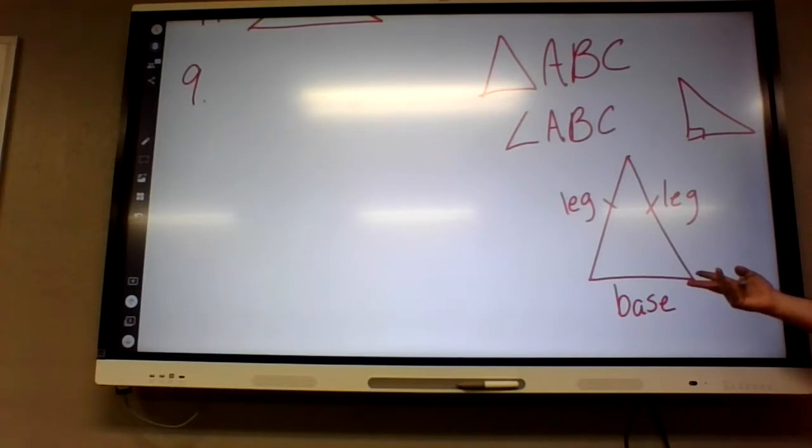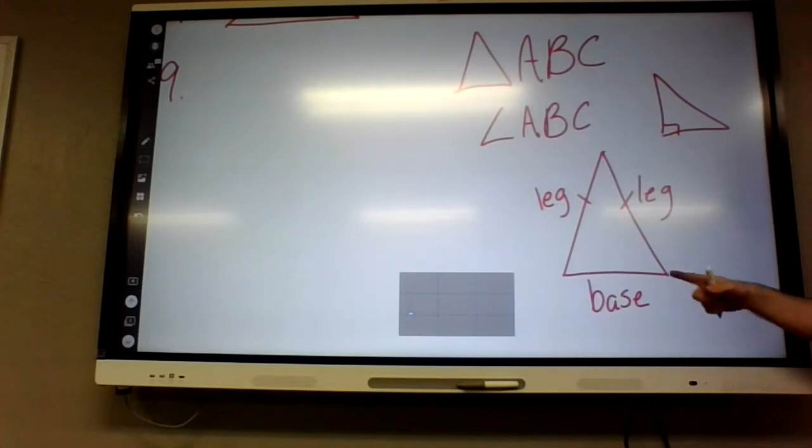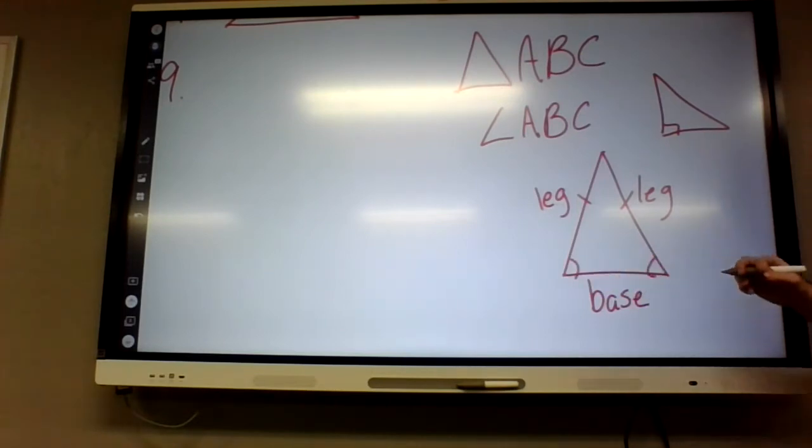Now the tricky thing is it could look like a lot of different things. This is not necessarily what an isosceles triangle looks like. But the two equal sides are always the legs. The other side's the base. These are called base angles. And on an isosceles triangle, base angles are always congruent.